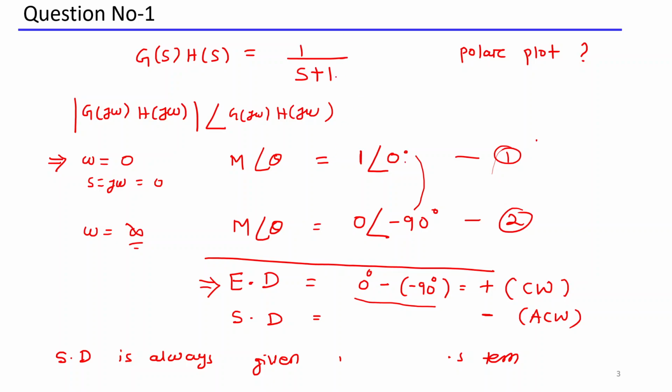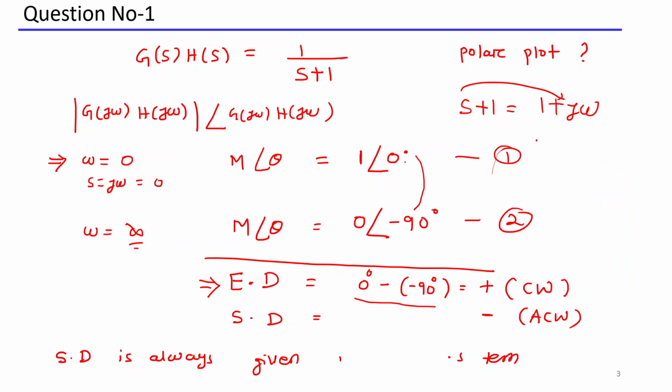Now you see 1 by s plus 1. This pole, s plus 1, lies in which quadrant? Putting s equal to j omega, it is 1 plus j omega, somewhere here. It is a positive pole, one here and another here, so it lies in the first quadrant. If it lies in the first quadrant, then all the terms you need to check.